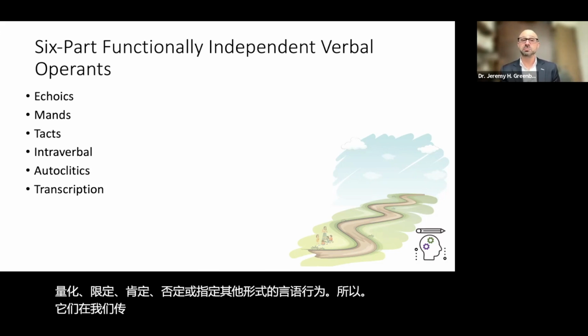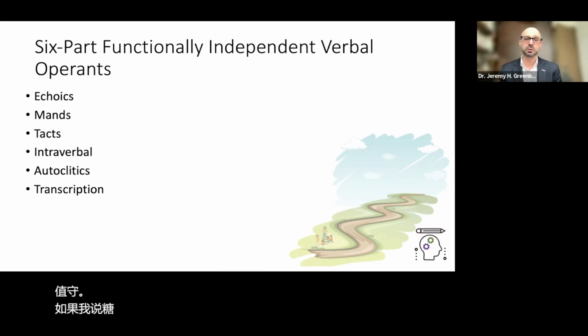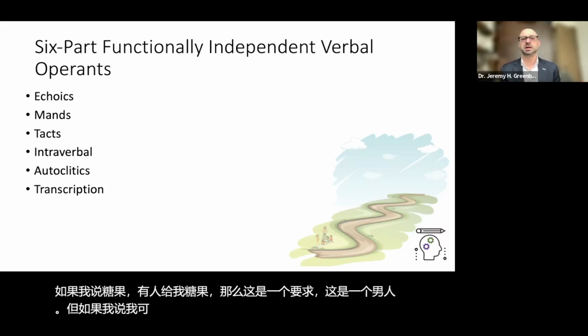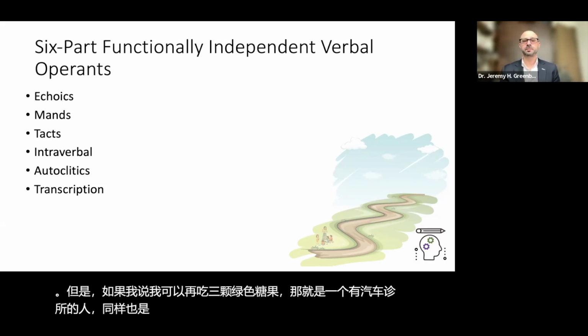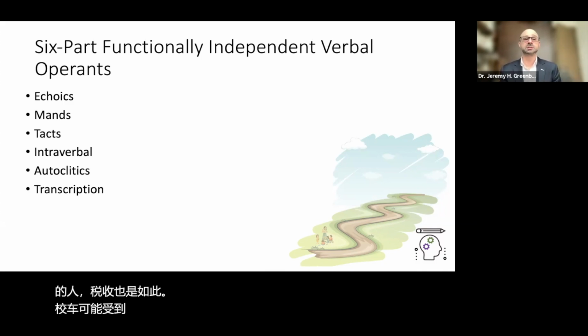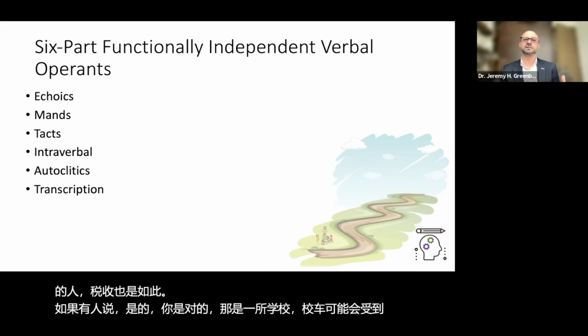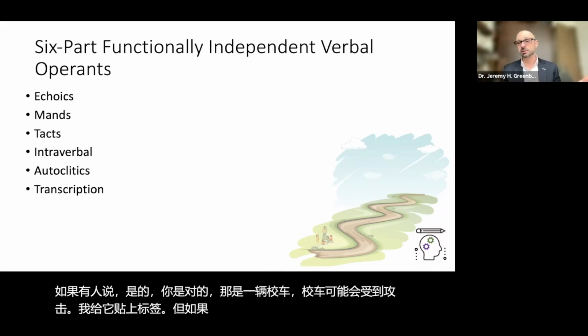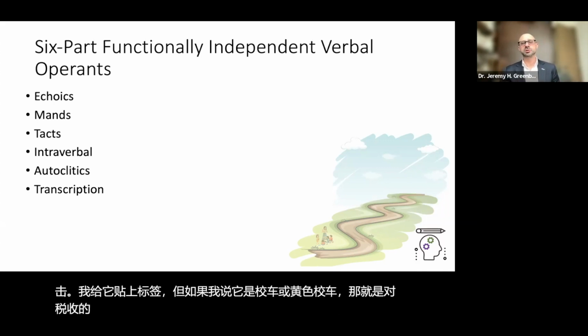So candy can be a mand. If I say candy and somebody gives me candy, then that's a request and that's a mand. But if I say, can I have 3 more green candies, please? That's a mand with autoclitics. And the same goes with tacts. School bus can be a tact. If somebody says, yeah, you're right, that's a school bus, I'm labeling that. But if I say it's a school bus or it's a yellow school bus, that is a description of tacts with autoclitics. Transcription is a term that has to do with behavior that sort of switches in its modality.